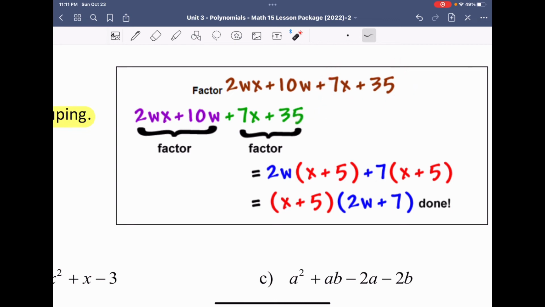Now, I look at these individually, the 2wx plus 10w, 7x plus 35, and I say, what can I factor out of the 2wx plus 10w? I can remove a 2w that's common, leaving me with x plus 5 on the interior. If I look at 7x plus 35, I can take out a common 7, leaving me with x plus 5. And finally, just like in our last examples, when I see this binomial that's constant between the two, I can remove it out front and piece together the things that I have left.